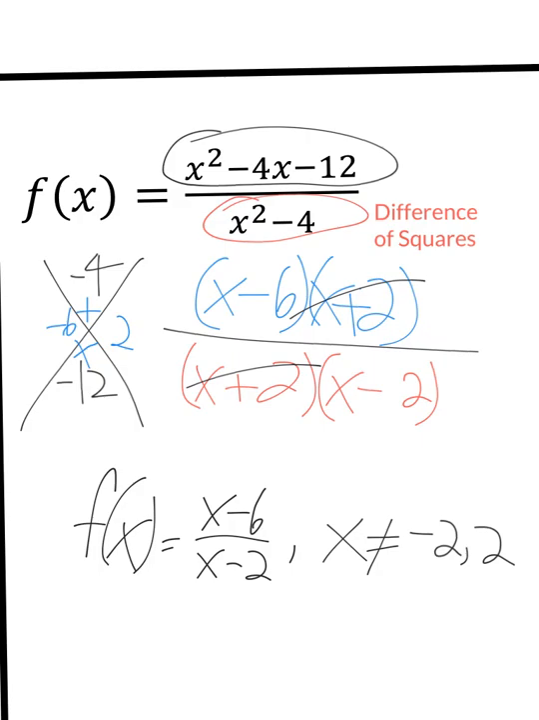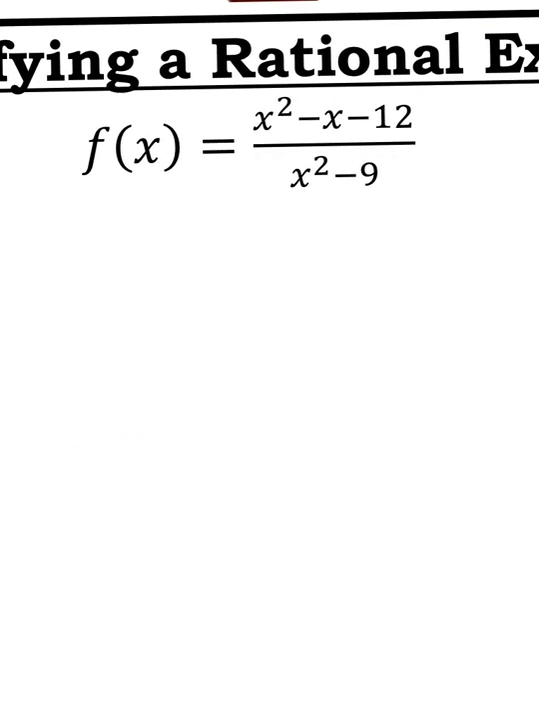Okay, so that's the long version again. Short version, just write down where your domain is restricted before you start canceling things out. So let's look at the second example.